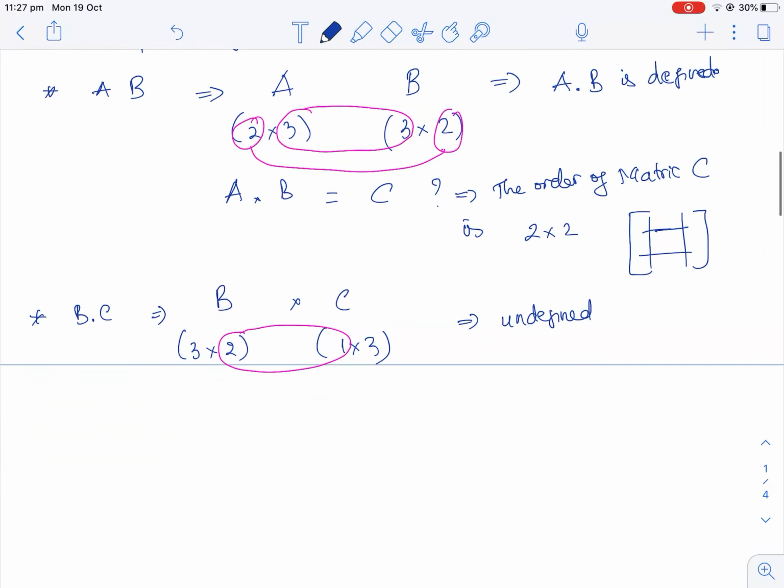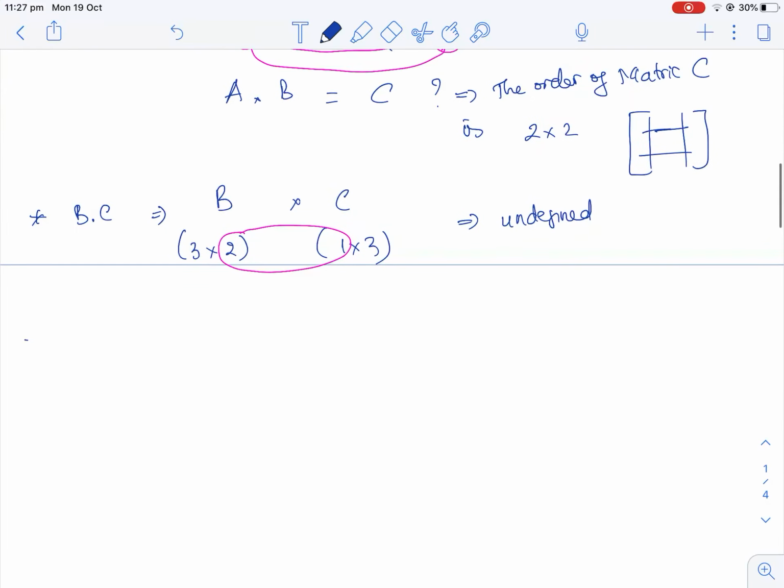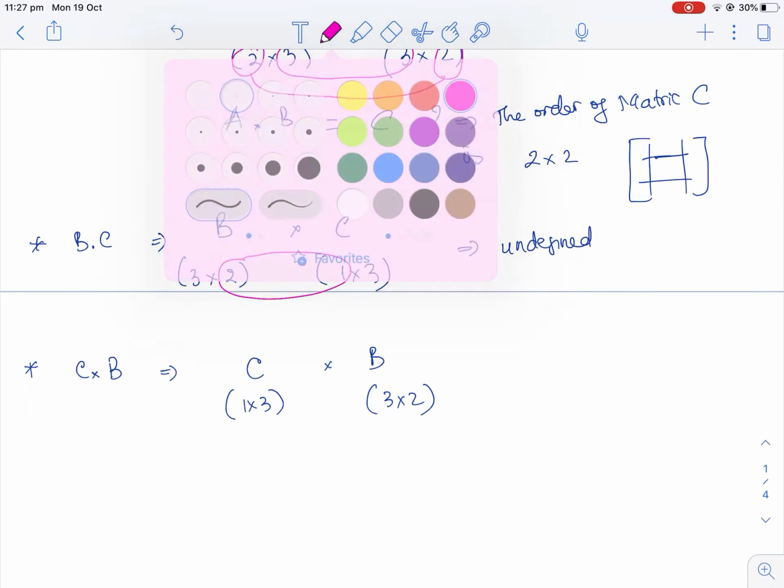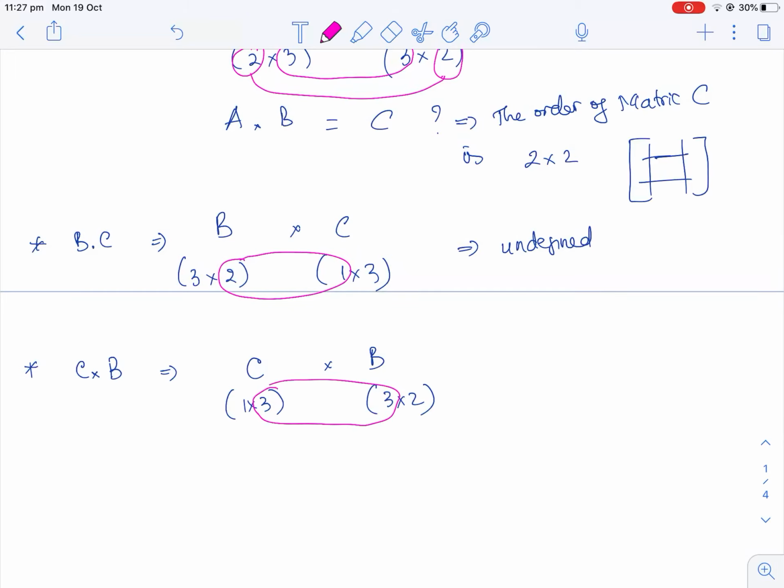Okay, so how about C times B? All right, write that down. C times B. C is 1 times 3, the orders, and B is 3 times 2. All right, so this time we can see here 3 and 3. The inner numbers are the same, so the product of C times B is defined. So as you can see here, B times C is different from C times B. B times C is undefined, but C times B is defined.